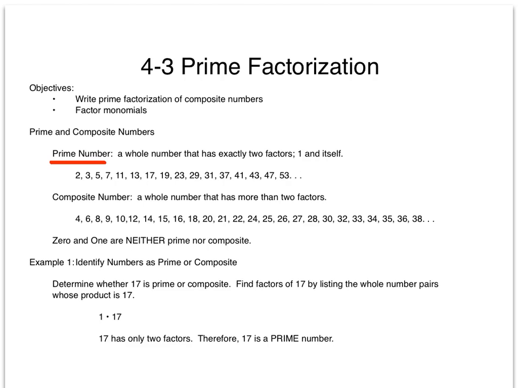A prime number is a whole number that has exactly two factors, 1 and itself. I've listed some of those for you to look at. They start with 2, and 2 is the only even prime number.